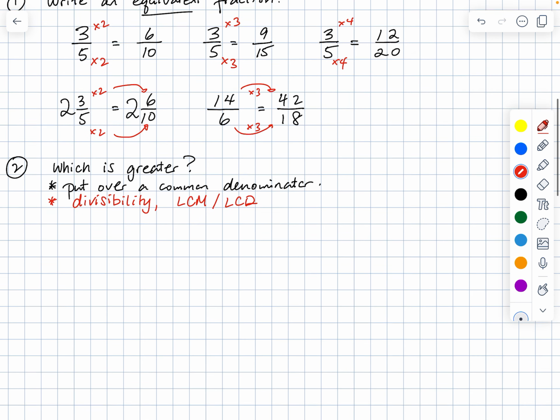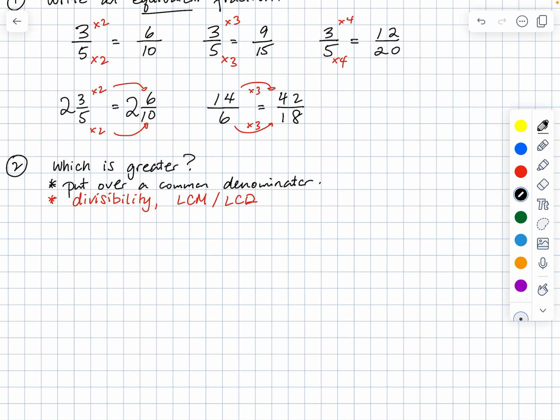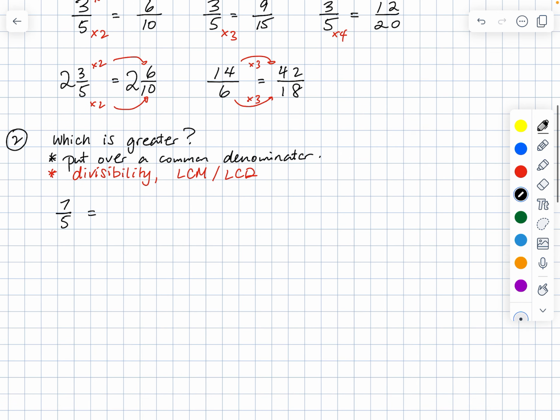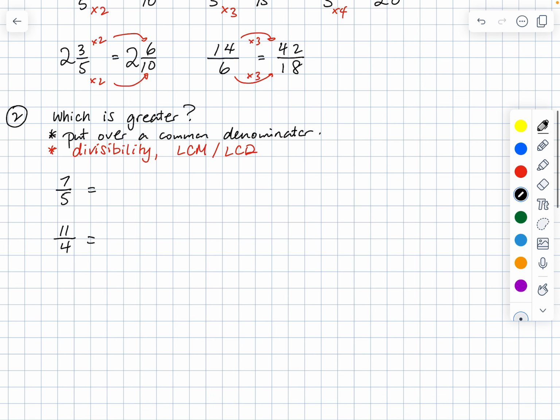So I want you to look at 7 over 5, and this time it's over common denominators. You don't have the number line this time. And I want you to look at 11 over 4. Let's line that up nicely again. Okay, sorry, 11 over 4. We'll do 2 and 1. Okay. So I'm going to highlight here, I'm going to look at the denominators of 5 and of 4, and I'm thinking, okay, what is the LCM, or the lowest common denominator? What is the LCM of 5 and 4? So I'm thinking, okay, 5 and 4. I could do 5 times 4, which is 20.